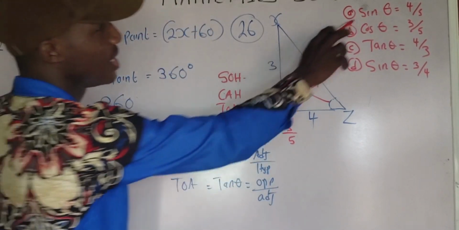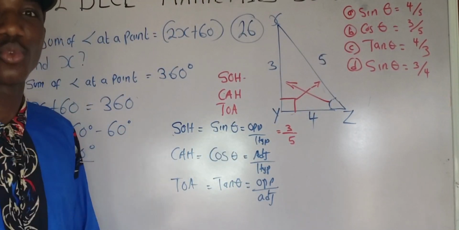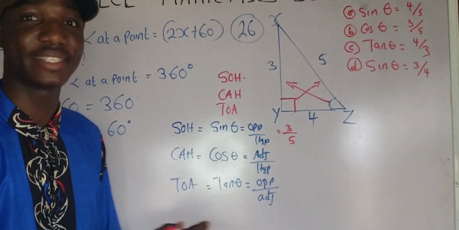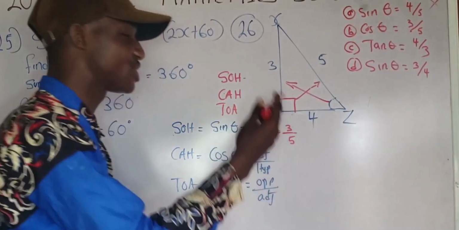Okay? So for this option, we have sine theta equivalent to 4 over 5. Sine theta is not equivalent to 4 over 5, because when we calculate it, it is 3 over 5. Hence, this option is wrong. You understand? So let's check cos theta.